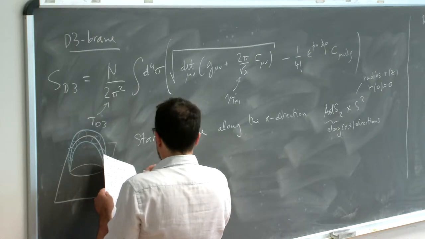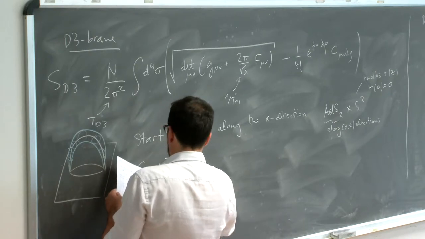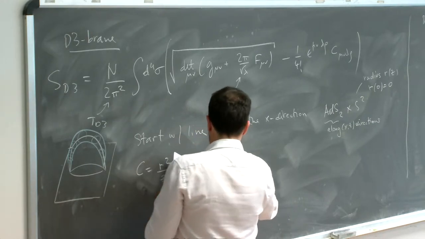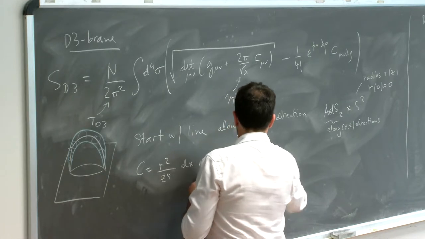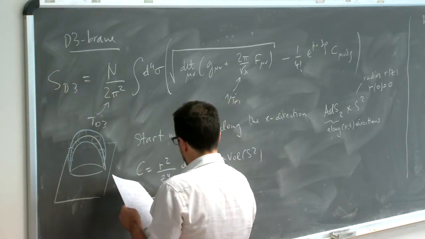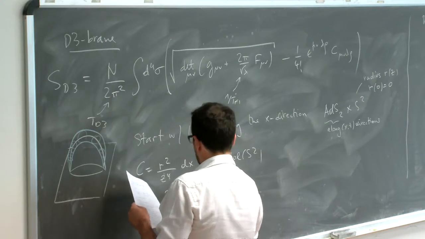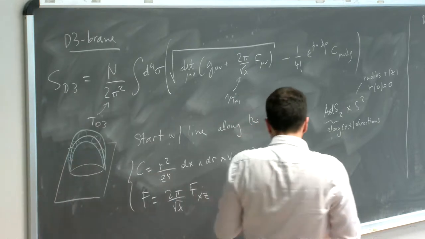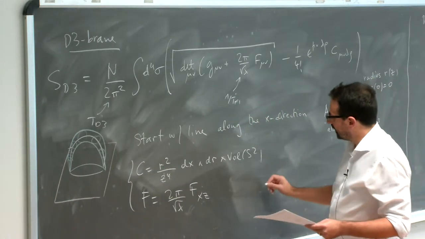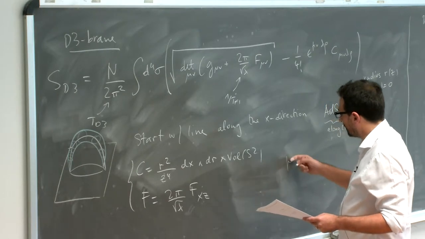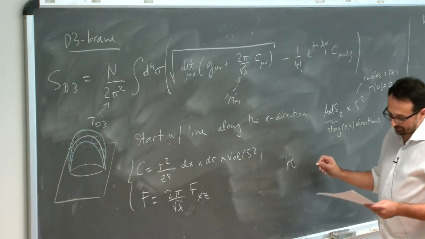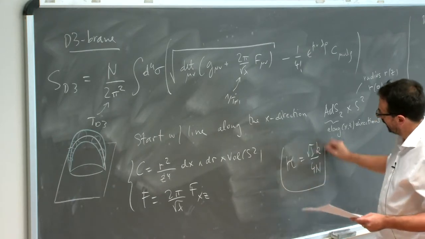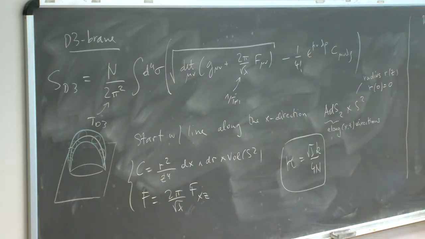But the important thing is that there is a C4 which has this form: dr times the volume of S2, and then you have a gauge field which is 2 pi over square root of lambda F_xz. And if you do the computation, you discover that there is a natural combination of the parameters that appears, kappa equal to square root of lambda k over 4n. So this is a parameter that controls your solution.